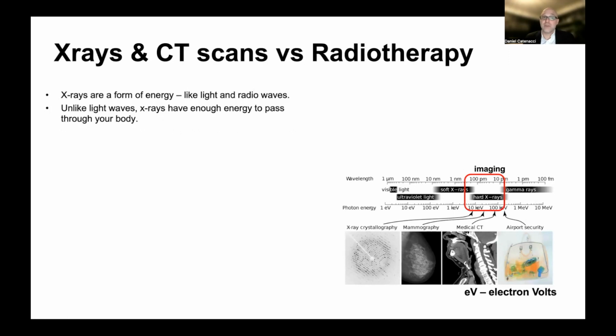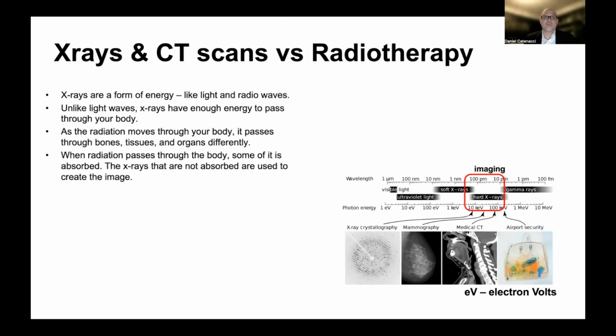And so for imaging purposes, again, we're still looking in that range of X-rays. And as the radiation moves through our body, it passes through our different tissues differently. So bones versus tissue versus air in our lungs will all absorb different amounts of the radiation coming through. And so when the radiation passes through, it's absorbed in different rates. So bone, for example, will absorb most, if not all, of that radiation, whereas lungs, a lot or most of it will go right through.